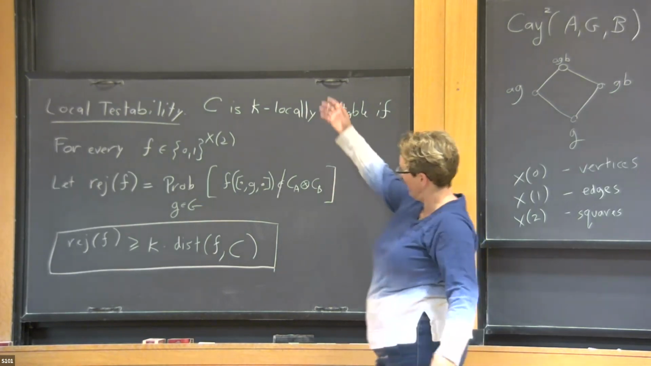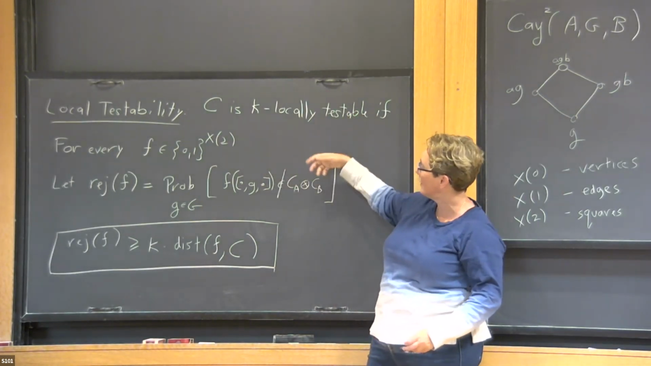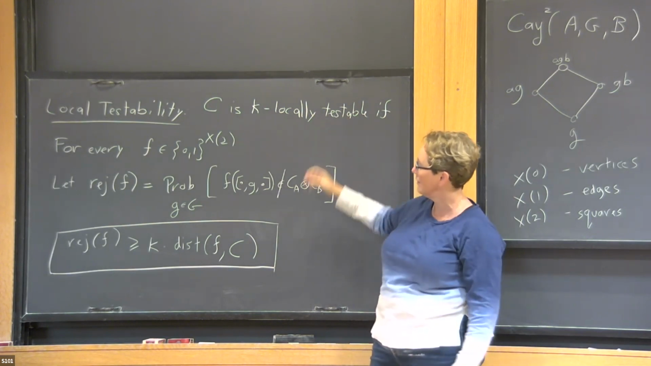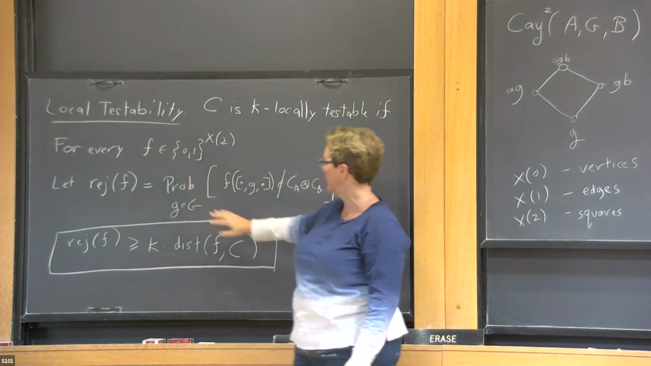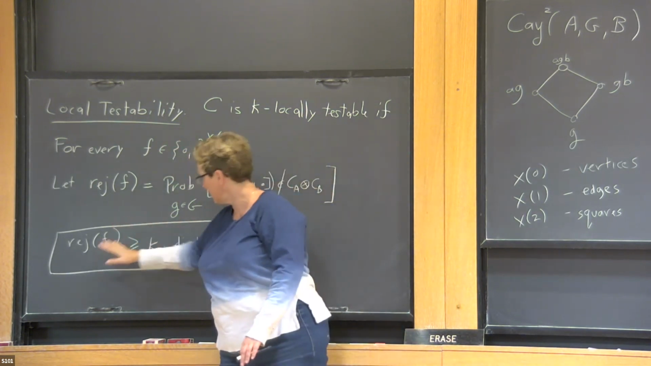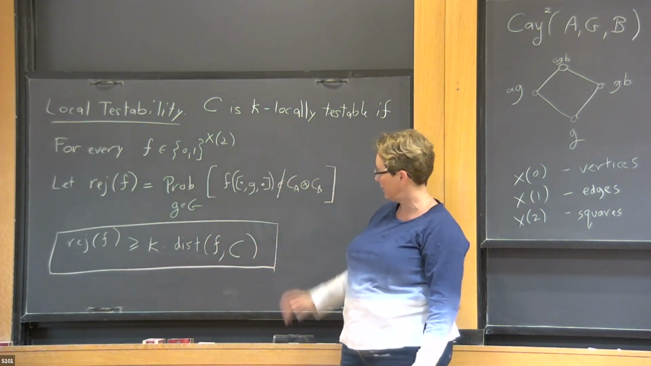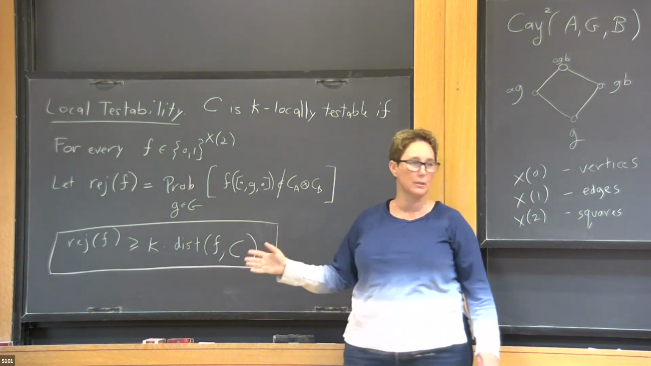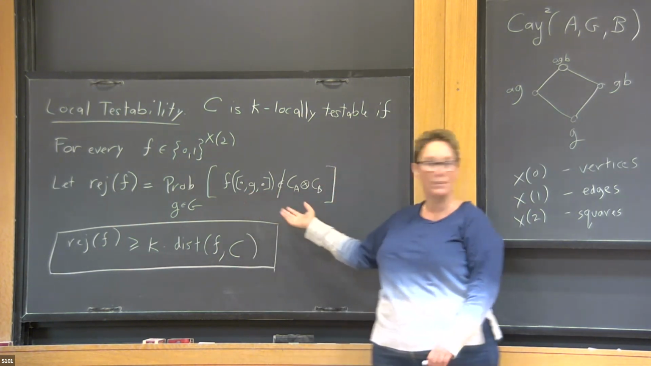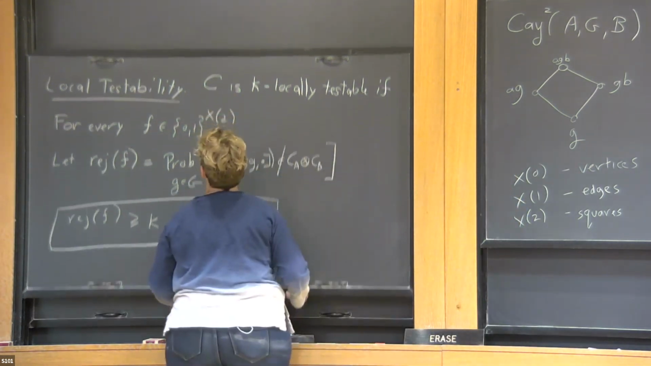Okay, so the code C is going to be called kappa locally testable, with A times B queries, if for every F, I don't care if it's in the code or out of the code, for all Fs, the reject of F is at least kappa times the distance of F from the code. I should also say that when F is in the code, then the reject is 0, but this is true in this specific situation. So that's the definition of local testability.